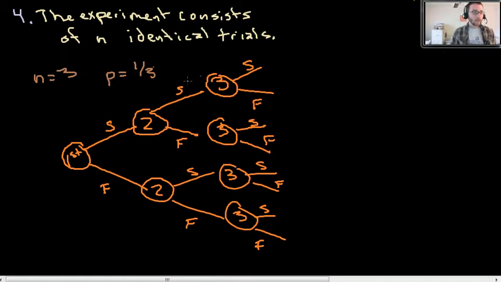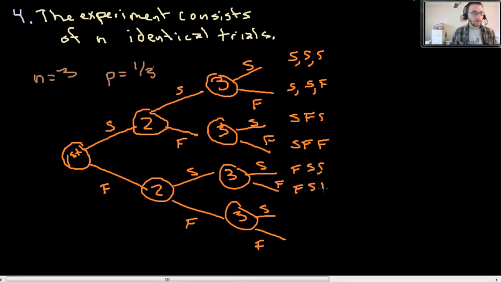Alright, now we can take these and call them the outcomes like we've done before, just by following along the tree. We have success, success, success; success, success, failure; I'm going to omit the commas. Success, failure, success; success, failure, failure; failure, success, success; failure, success, failure; failure, failure, success; and fail, fail, fail.